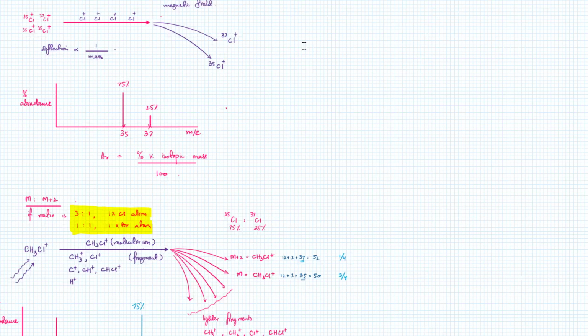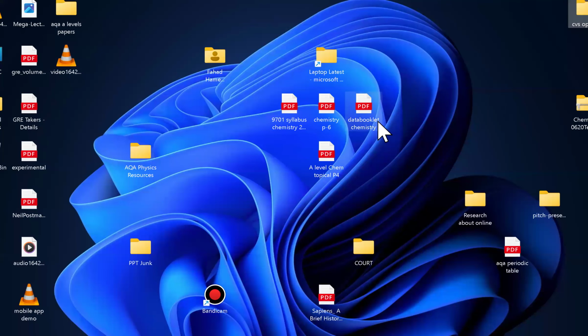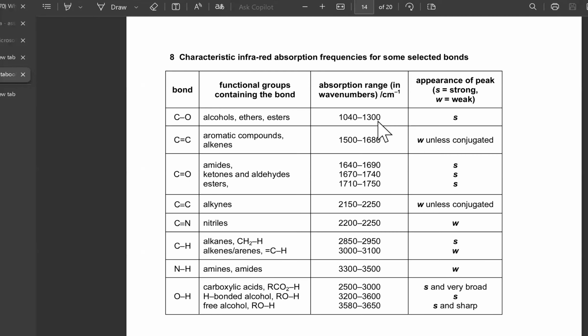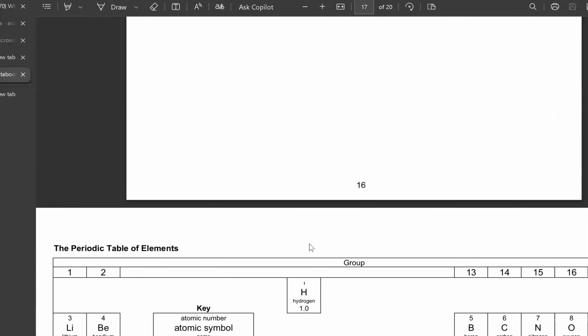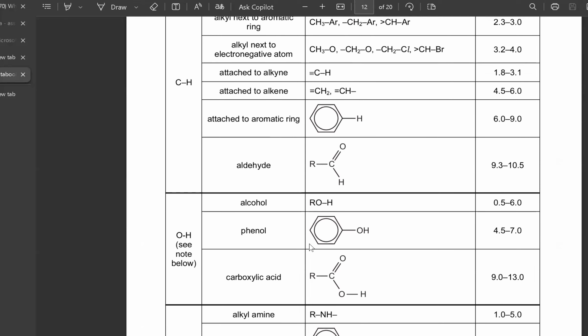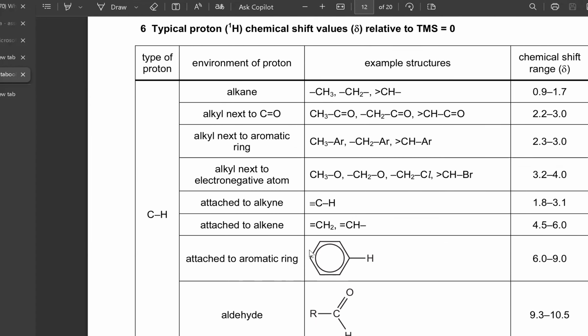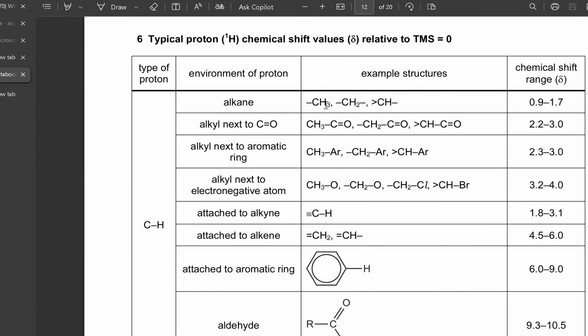So the rest of the stuff is that we'll just start doing questions now. Also remember that the chemical shift values for different chemical environments are given in the data booklet. We'll come to carbon 13 NMR later on. This is the proton environment. For a hydrogen proton in a carbon chain, if it's an alkane-type environment, it's 0.9 to 1.7.